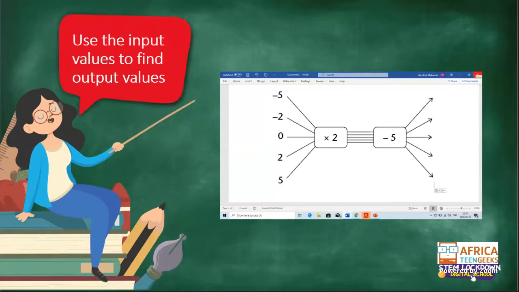Can we start with the first one? Right, let us start with the first one here, 0. The input value there is 0, and then we need to find the output. So let's use the rule to find the output value. What will be the output value if the input is 0?